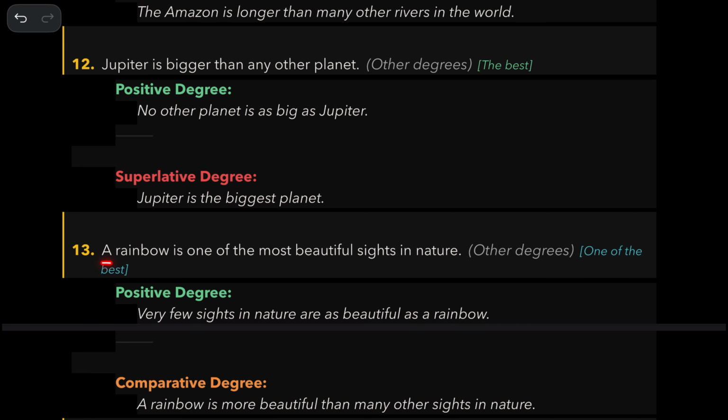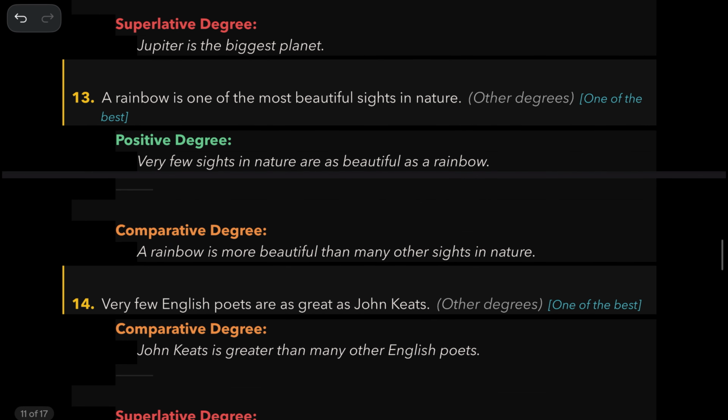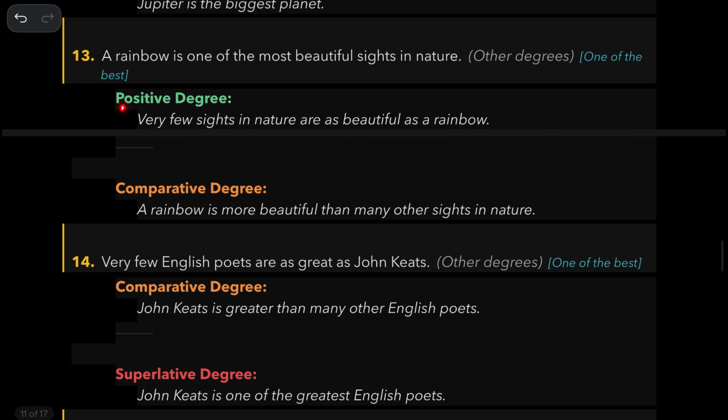Our rainbow is one of the most beautiful sights in nature. It belongs to one of the best. So you can be asked either of the two possible answers. So the first one, positive degree: Very few sights in nature are as beautiful as a rainbow. Rainbow is more beautiful than many other sights in nature.